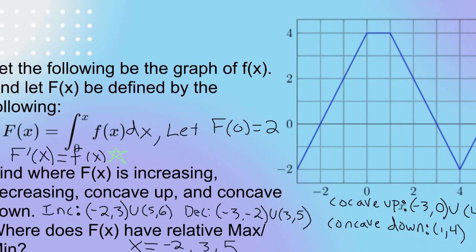And then we just need to decide if those are relative mins or relative maxes. At -2, we are changing from negative to positive, which means that our original function would be changing from decreasing to increasing, so we would have a relative minimum there. At 3, we are changing from positive to negative, so we're changing from increasing to decreasing, which would give us a relative maximum. And then lastly, at 5, again we're changing from decreasing to increasing, so we have another minimum.